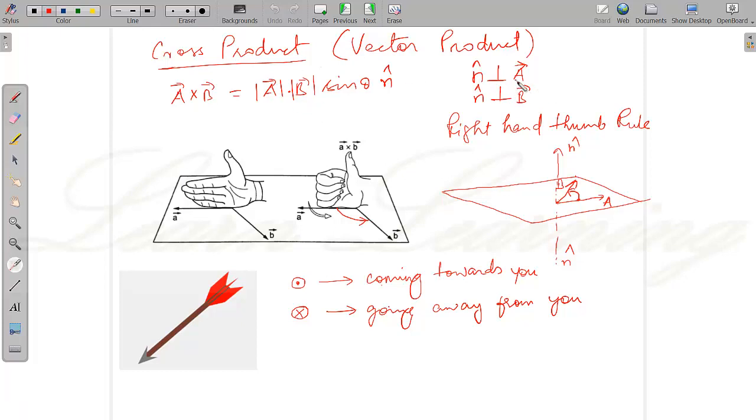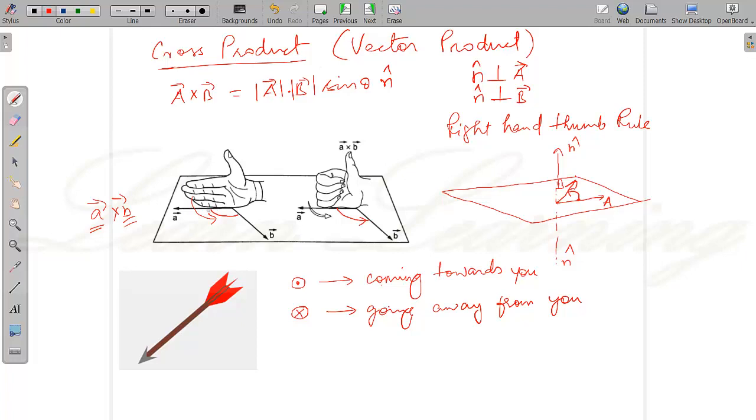Now how do you get that direction which is perpendicular to both A and B? There are two things which you can use. There's a right hand thumb rule. In this diagram, if you want to find A vector cross B vector, you have to keep your right hand palm along the direction of A, the first vector, and you have to curl it along the other vector, B vector, along the angle.